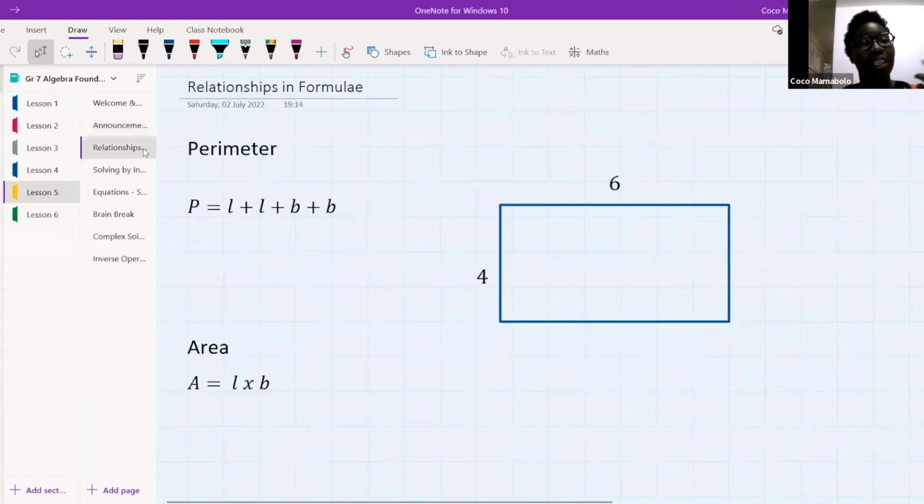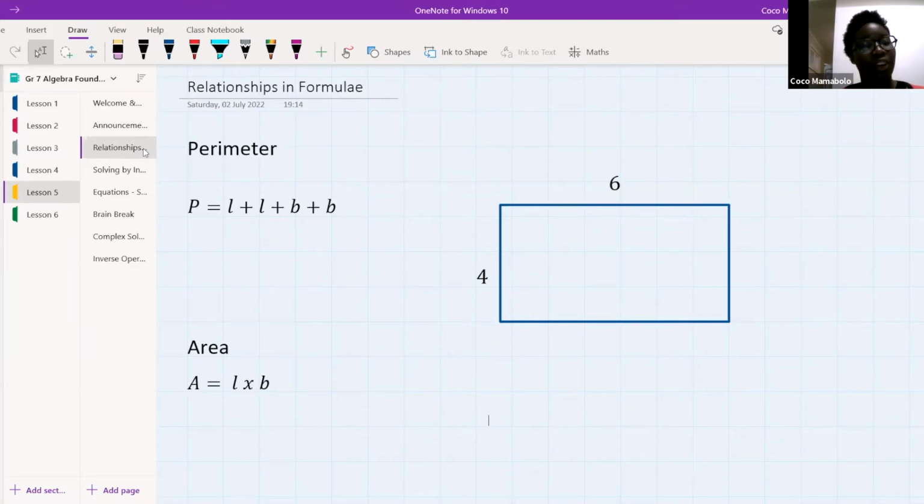Okay, we're going to look at relationships in formulae. Because we have been speaking for the longest time about expressions and how we calculate x's and like terms and unlike terms, when we're calculating a perimeter or the area of a shape, we are using the same thing as if we were using algebraic expressions and adding like terms.